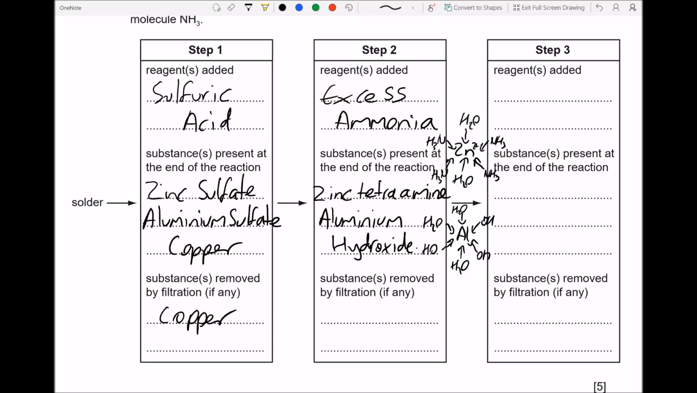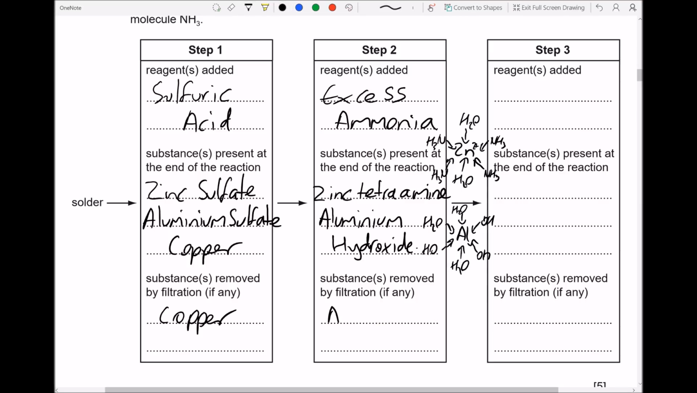We actually get a precipitate that's formed. So now we have 2 solutions. We have this zinc one here, which is in solution because it's charged. And we have this one, the aluminium one, which is a precipitate, so we have a solid. And so for that reason, what we can get is aluminium hydroxide, and that's what we have there.